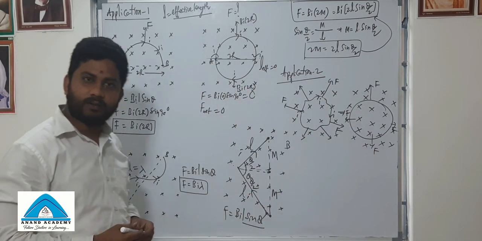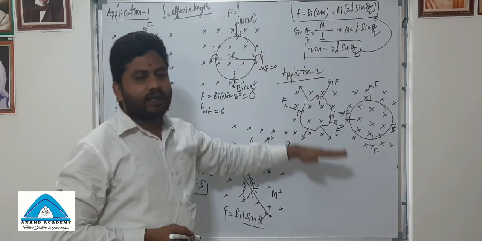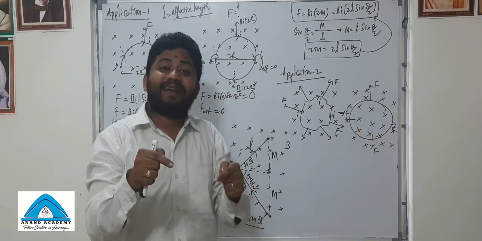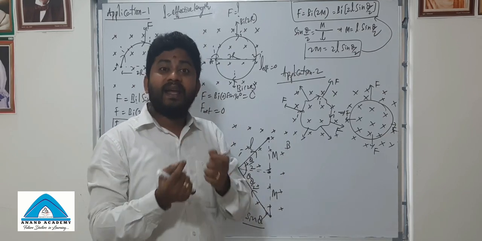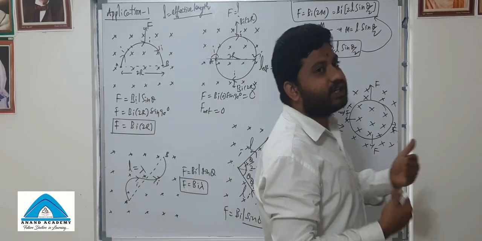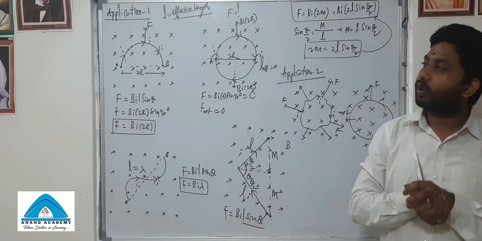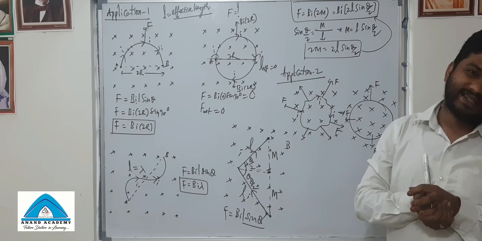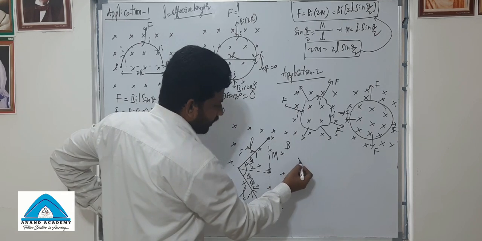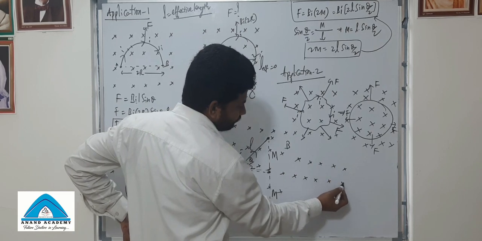Clear? Sure? You understand? Now, the most important part of application number 2 is that when there is a stretching force acting on this loop, there will be a tension developed in the string. The tension developed in the string is always along the length of the string. The same thing we are going to discuss here. Listen. For example, say a magnetic field, let me take here.